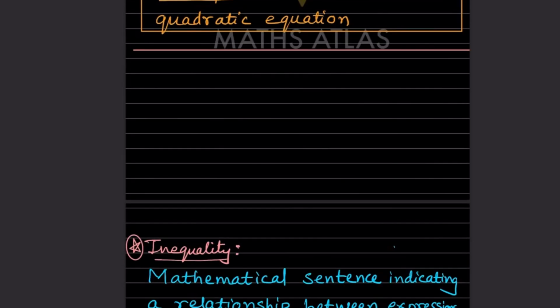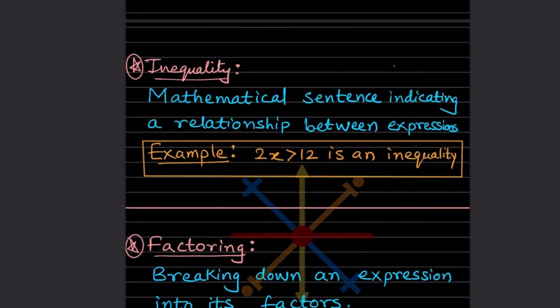Now let us go for the next term, called an inequality. What does inequality say? It is a mathematical sentence indicating a relationship between expressions. Here this is the expression, and this is the inequality sign. So 2x is greater than 12.